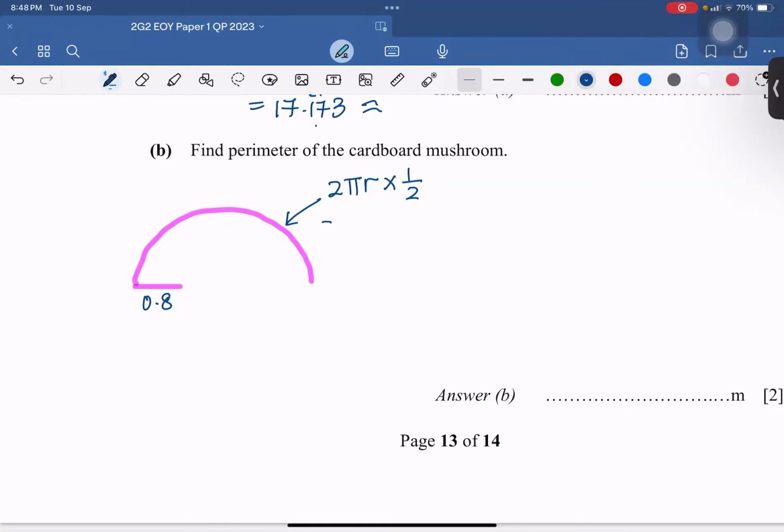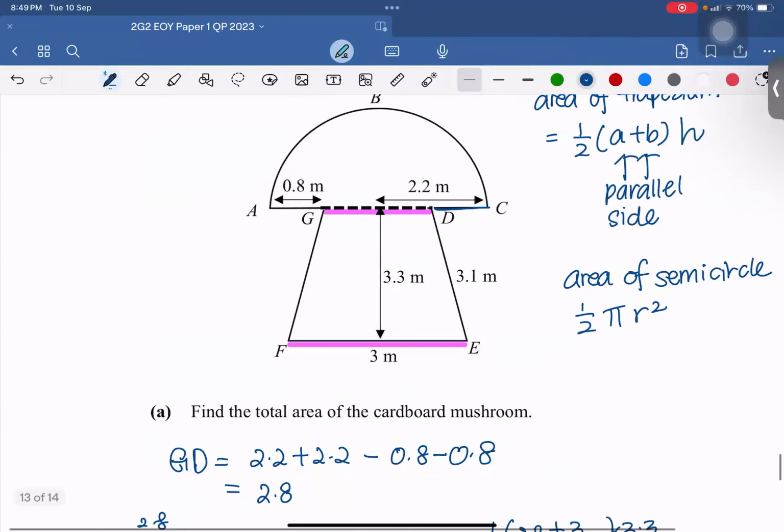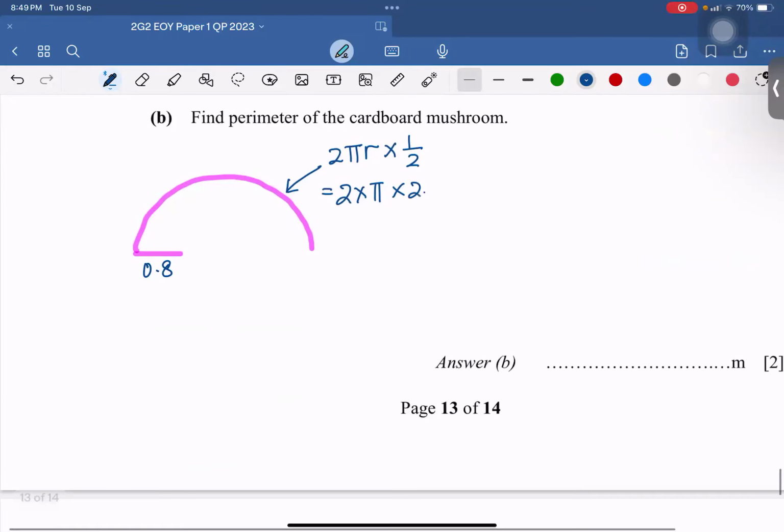So in this case, my arc length is 2 times pi times the radius we said just now, which is 2.2, times a half. Oh, I should leave it in terms of pi, 2.2 pi. I write the decimals later. Or maybe I give the decimal: 6.9115. Then I continue.